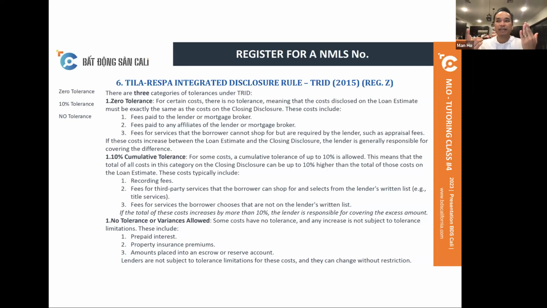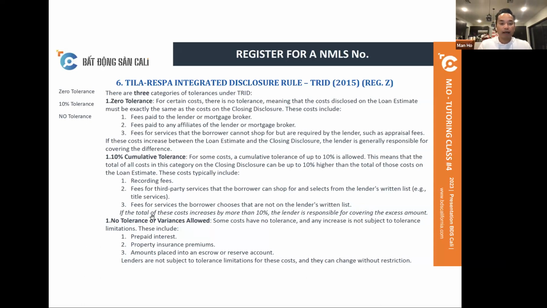$1,101. I'm sorry. Okay, it cannot go any higher than 10%. Third, fees for services the borrower chooses that are not on the lender's written list. So if the borrower picks some service, probably including, let's say, a loan processor or a transaction coordinator, for example, those cannot be higher than 10%.